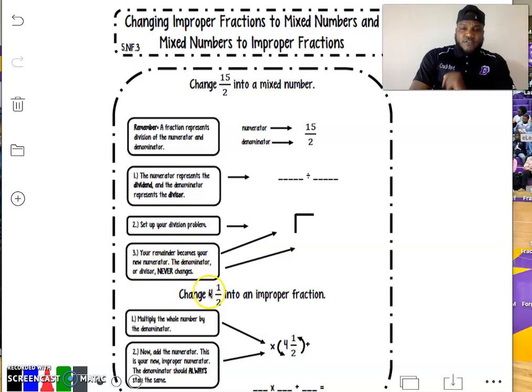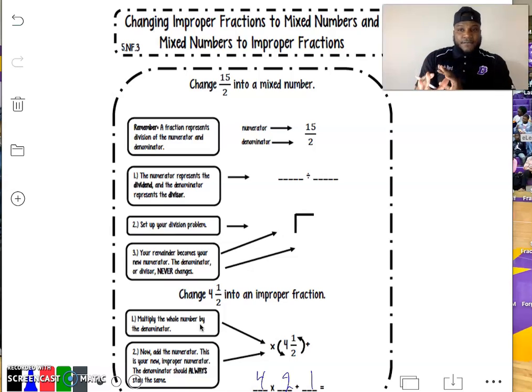So it says change 4 1/2 into an improper fraction. Multiply the whole number by the denominator. So what is my whole number? My whole number is 4 in this problem. So that's 4. What is my denominator? 2. Right? 4 times 2, and then you add the numerator, which is 1.